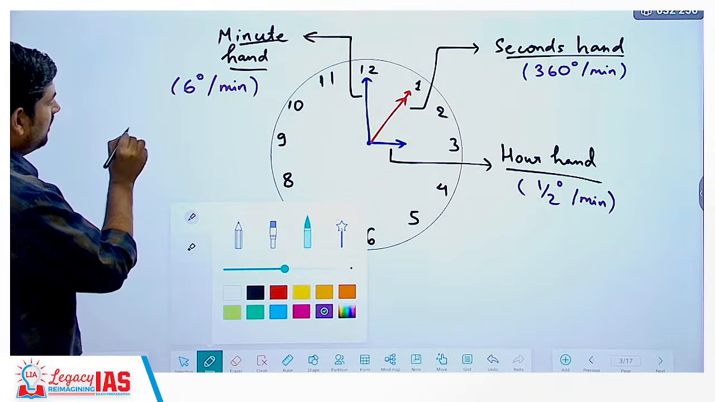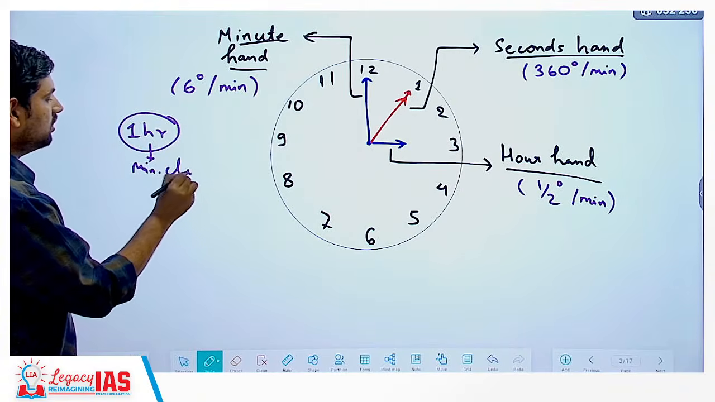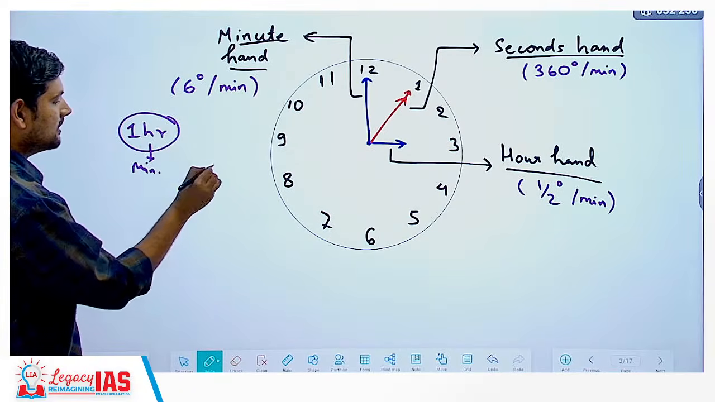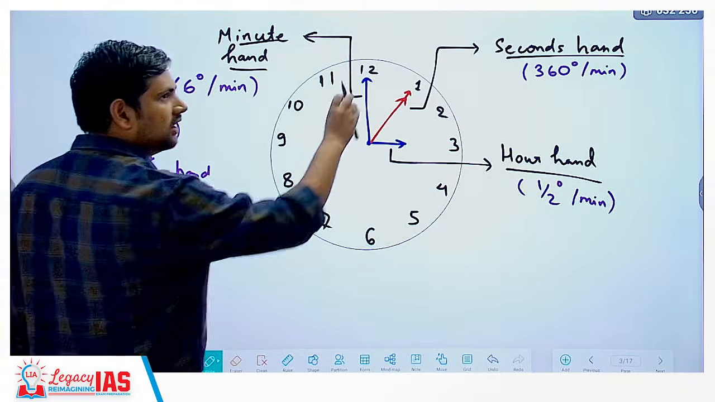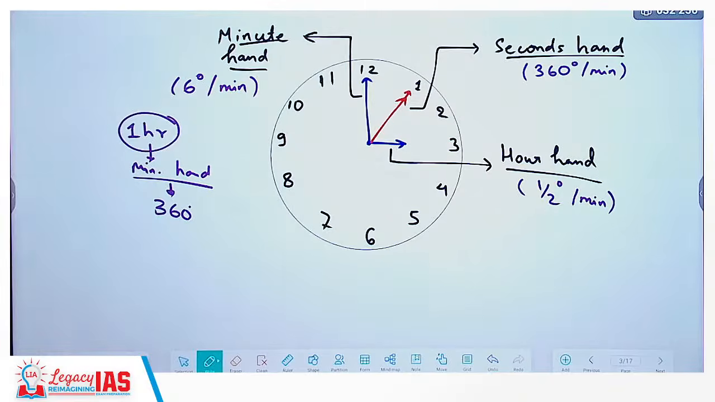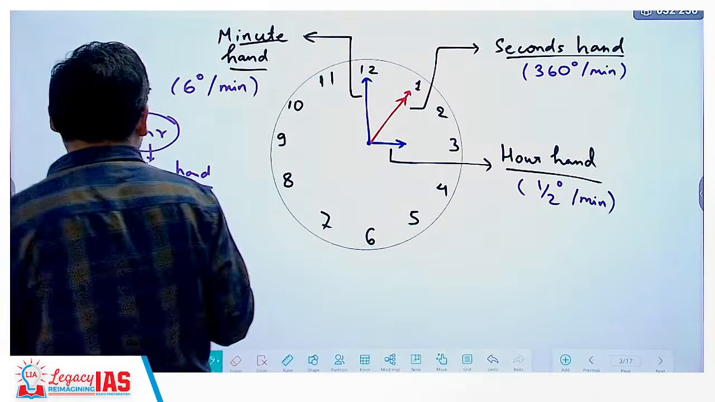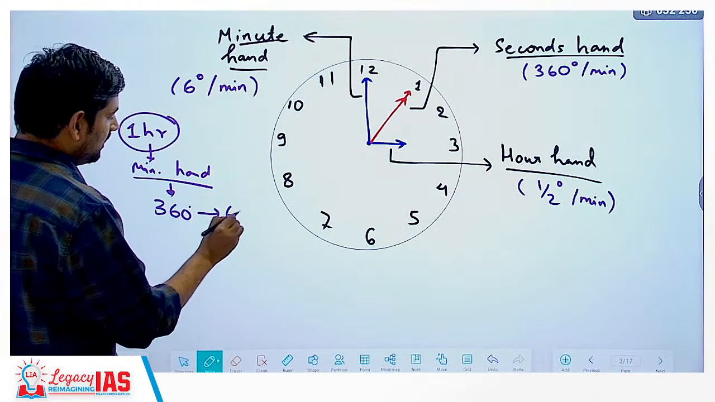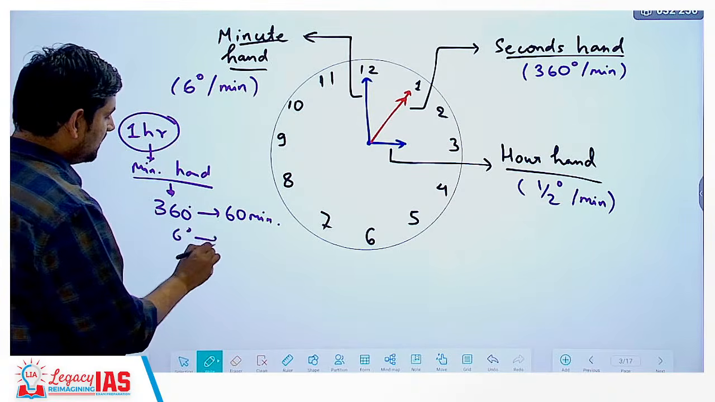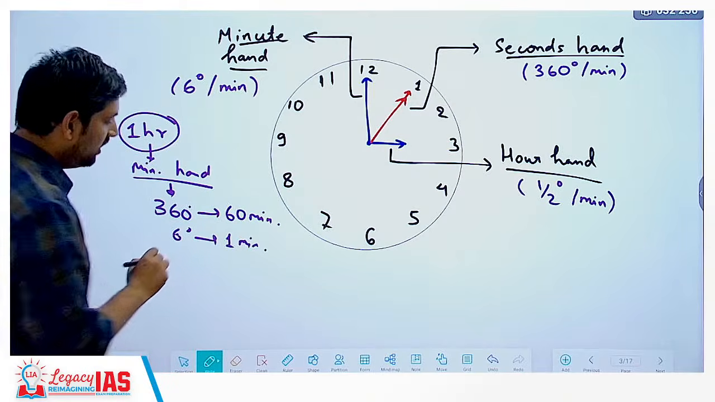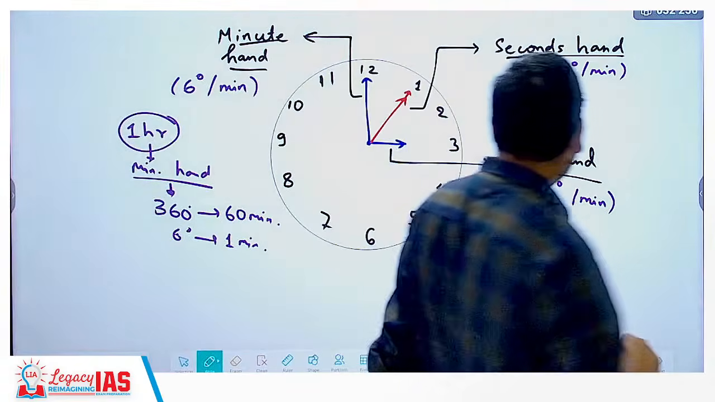Now you tell me, in 1 hour how much does the minute hand move? The minute hand very clearly moves a complete 360 degrees, correct? It will go from here and come back to 12 in 1 hour. So it covers 360 degrees in 60 minutes. If it covers 360 degrees in 60 minutes, that means it covers 6 degrees in 1 minute. I have divided both sides by 60, and that is why the speed of the minute hand is 6 degrees per minute.